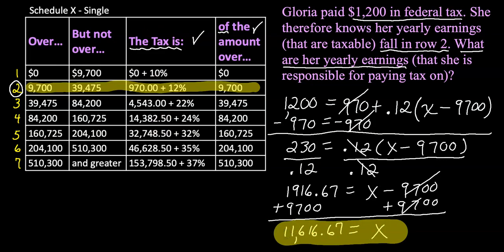So in other words, since she paid $1,200 in federal tax, her yearly earnings that she's responsible for paying tax on is $11,616.67. And again, your answer needs to fall between these two numbers here. And it does. You can see that your answer falls between $9,700 and $39,475. So that's kind of a check.